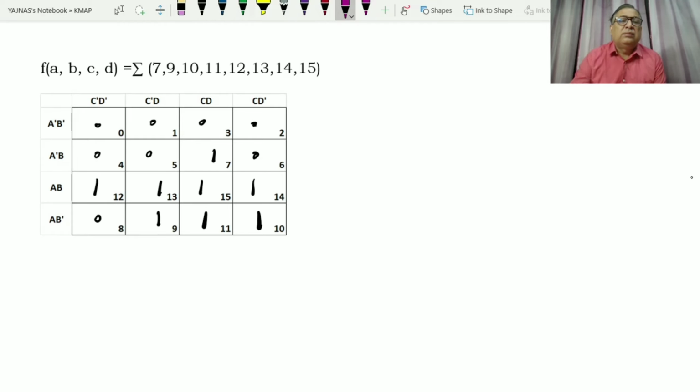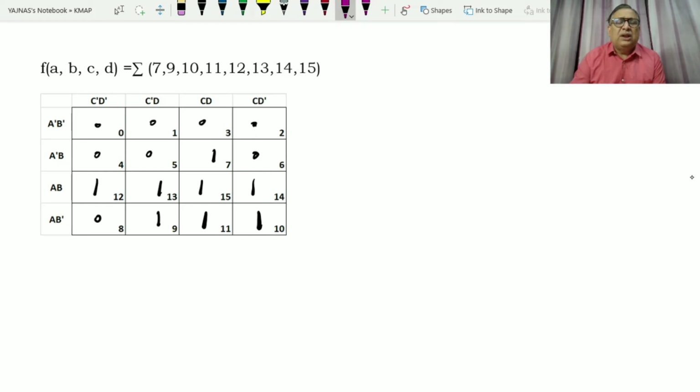So the first group will be of 8, 13, 14, 15, 9, 10, 11. Two groups of four will be there: 13, 15, 9, 11, and 15, 14, 11, 10. Then 12, 13, 14, 15. And then what about 9? So then 7, 15, 12, 13.